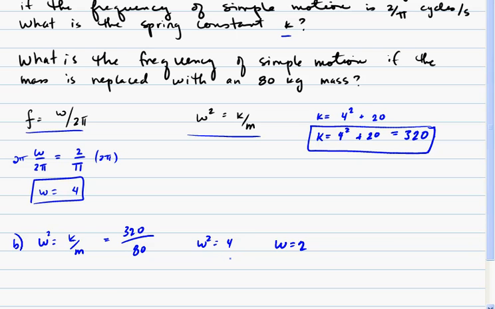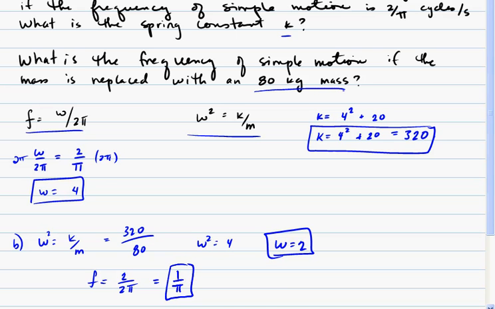Now, recall that this should be plus or minus 2, but in this case, we are only concerned with omegas that are positive. So now I can get the frequency, because the frequency is omega over 2 pi, which is 2 over 2 pi, or 1 over pi. And that's the frequency of simple motion if we replace the mass with an 80 kilogram mass.